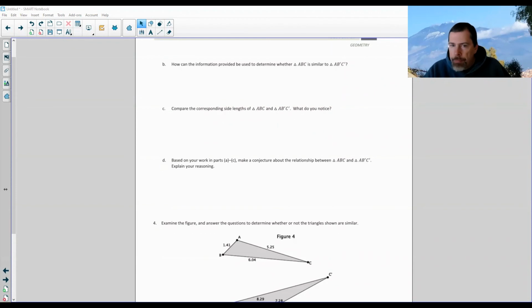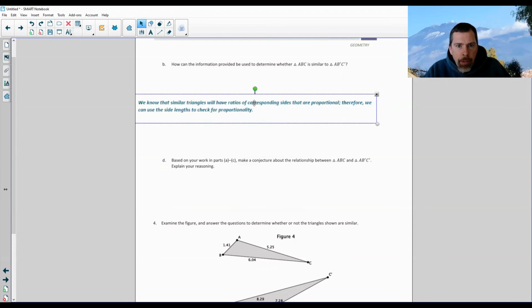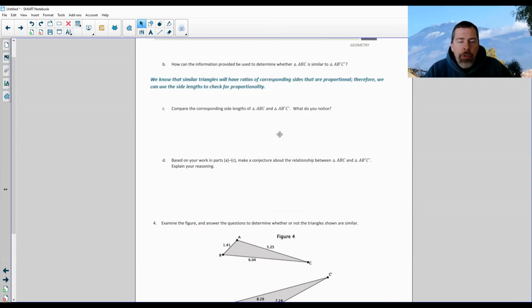So, give me a moment here. We know that similar triangles will have ratios of corresponding sides that are proportional. Therefore, we can use the side lengths to check for proportionality. So I've already done this. I got ahead of myself on the last page. It says to compare the corresponding side lengths of triangle ABC and triangle AB prime C prime. And what do you notice?